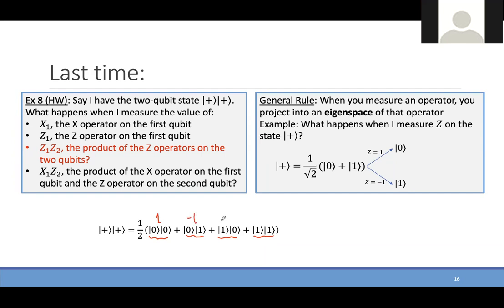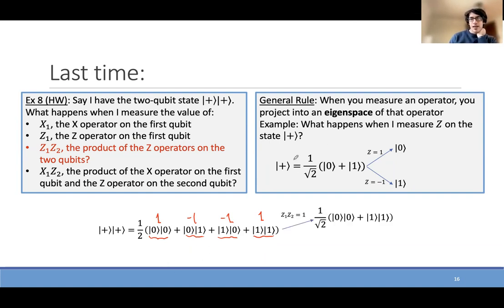-1. Third? -1. And last one? 1. Right, great. So Z1 times Z2 can only take on two values. It can take on a value of 1 or -1. And it takes each value half the time in this case. So we're going to see that half the time we measure +1. If we measure +1, then we just end up in the states with the value +1.